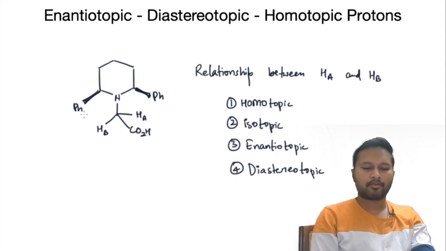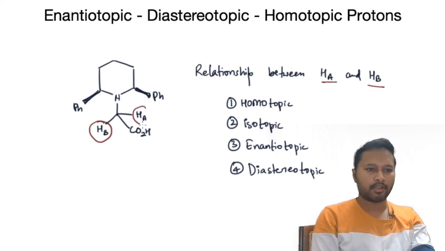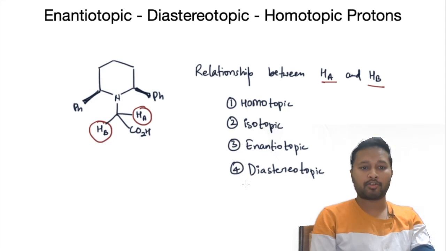All right, here is a question which was asked in a previous year of the CSIR NET exam. It asked what the relationship between HA and HB is. The four options are homotopic, isotopic, enantiotopic, diastereotopic. So what will be the relation between them?